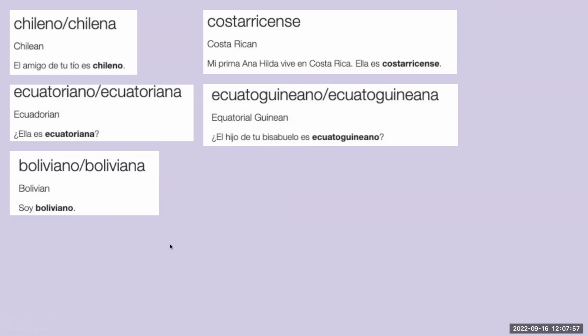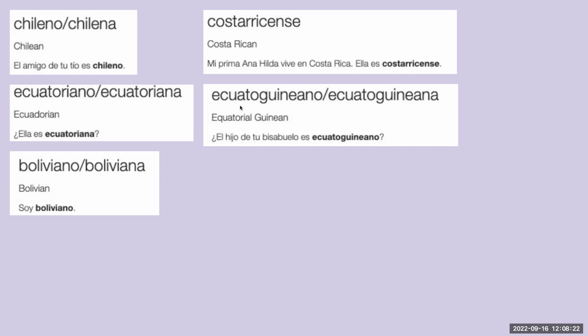Costarricense. Notice this ends with the letter E again, so this could be masculine or feminine. Mi prima Ana Hilda vive en Costa Rica. Ella es costarricense. So my cousin Ana Hilda lives in Costa Rica. She is Costa Rican. Notice that the country Costa Rica is capitalized. The nationality is not capitalized.